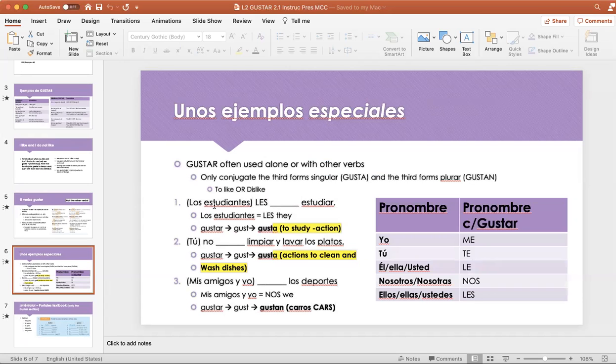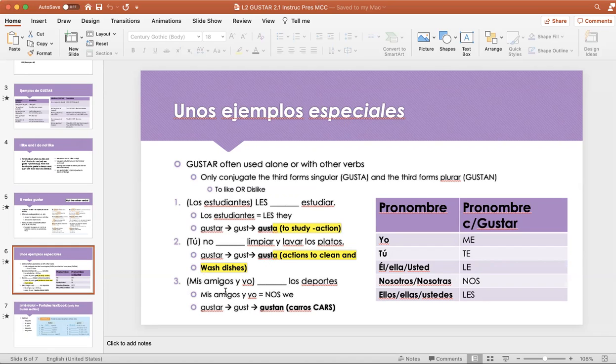So we have los estudiantes, as in this les is representing los estudiantes, estudiar. So we want to say that they like to study. So we will say gusta. Why? It's a bunch of people, the students, but what they like to do is one action. Les gusta estudiar. Then, tú no limpiar y lavar los platos. So here we're going to say, no te gusta limpiar y lavar los platos. Now, why is it that we have two different things, but we're using the verbo gustar with only gusta? Because we have two separate actions, but they're still just actions.